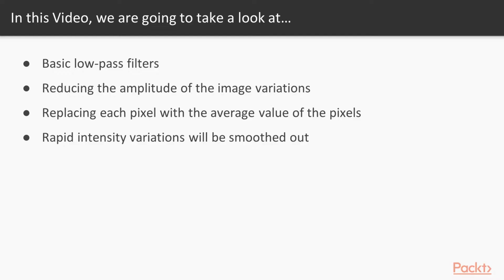In this first video, we will present some very basic low-pass filters. The objective of such filters is to reduce the amplitude of the image variations. One simple way to achieve this goal is to replace each pixel with the average value of the pixels around it. By doing this, the rapid intensity variations will be smoothed out and thus replaced by more gradual transitions.